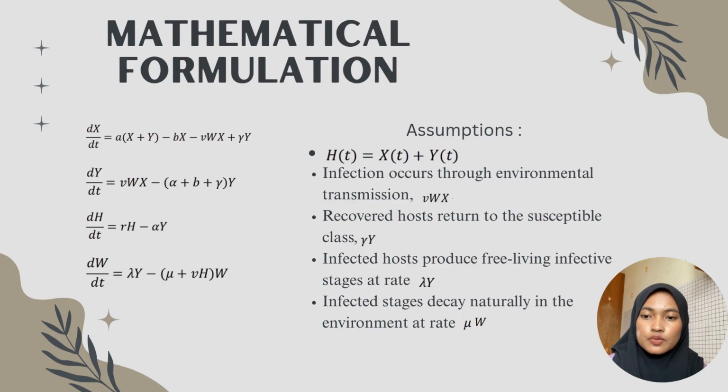Next, infected hosts produce free-living infective stage. Each infected host contributes infective stage to the environment at rate lambda. The last one is infective stage decay naturally in the environment. Environmental infective stage lose viability or die at rate mu.